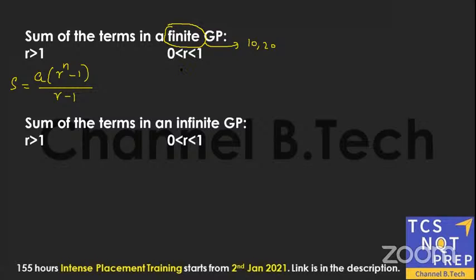When R value is greater than 0 but less than 1, in that case, sum is equal to A into 1 minus R power n divided by 1 minus R. Okay, 1 minus R power n divided by 1 minus R. This will be the case where R is greater than 0 but less than 1.